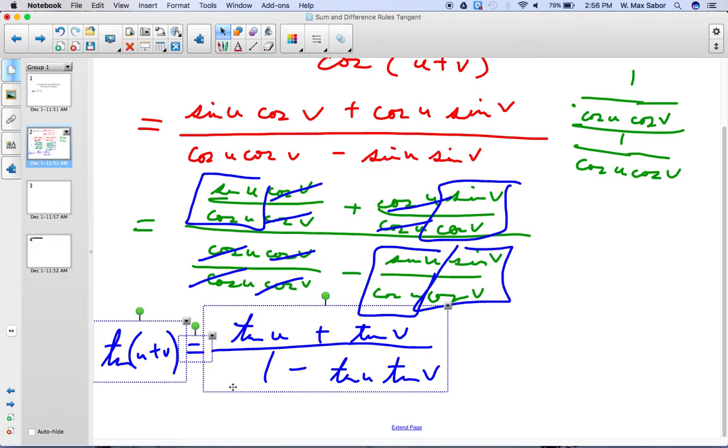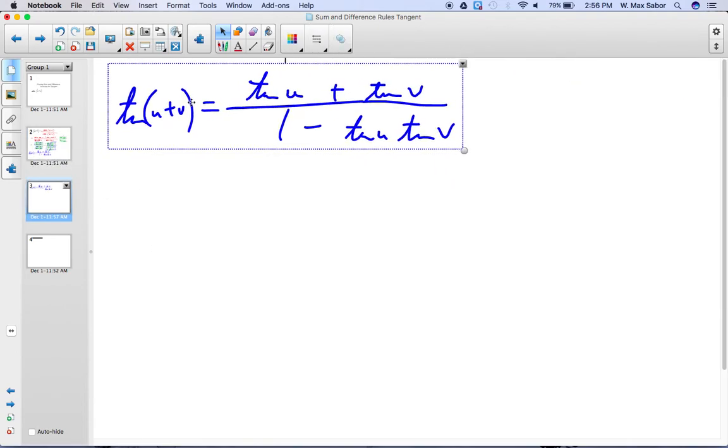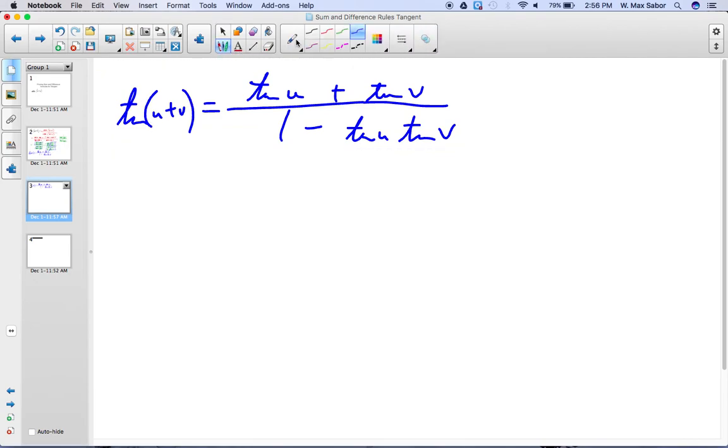Tangent of u plus v equals tangent of u plus tangent of v over 1 minus the product of the tangents. So the sum of the tangents over 1 minus the product of the tangents. So let me copy this because we're going to need this in order to figure out our difference rule. So that was our sum rule. Please make sure this is in your notes.